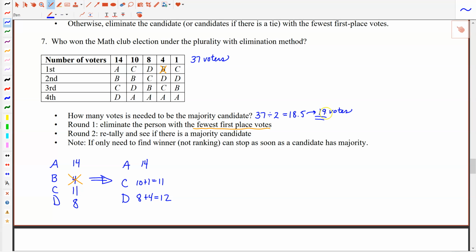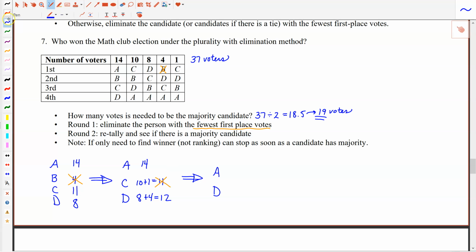Looking at my numbers here, nobody hits this magic number of 19. So we're going to repeat this process again. We're going to eliminate the person with the fewest first place votes. So in this case, C would be eliminated. And we're going to go to the next round. At this point in time, the only people still in the election are A and D, because B got eliminated in the first round and C got eliminated in the second round.